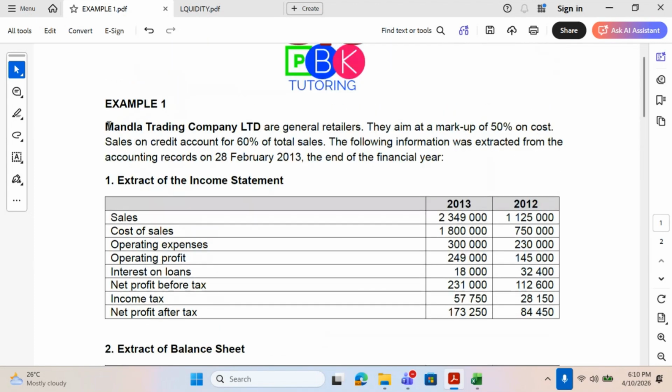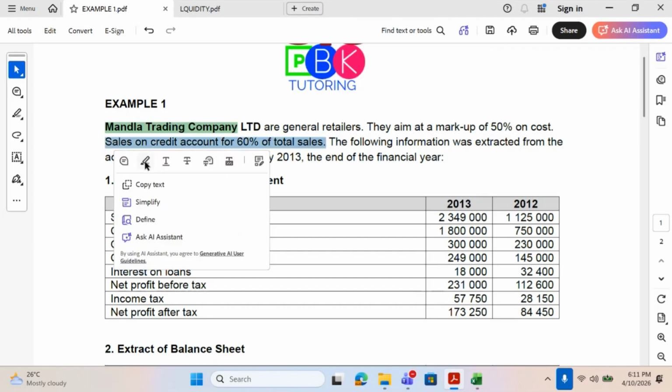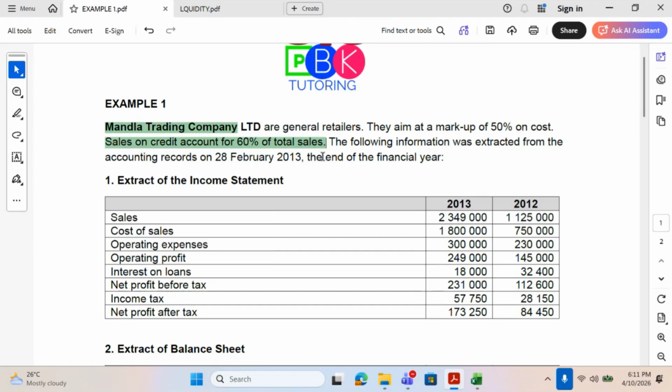So here they're saying Mandla Trading Company Ltd are general retailers. They aim at a markup of 50% on cost. Sales on credit account for 60% of total sales. The following information was extracted from the accounting records on 28 February 2013 at the end of the financial year. So they're telling us about the credit sales, that it is 60% of total sales.